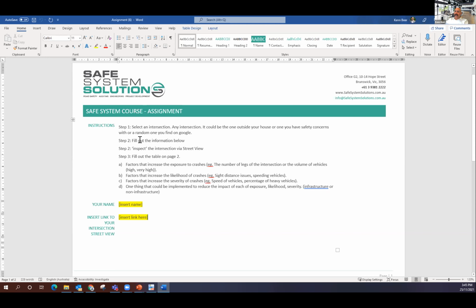What you're going to do is fill out the information below, inspect the site via Street View, or of course, if it's out the front of your house, or the walk you go on each night, you can have a quick look at it and fill out the information on table 2.